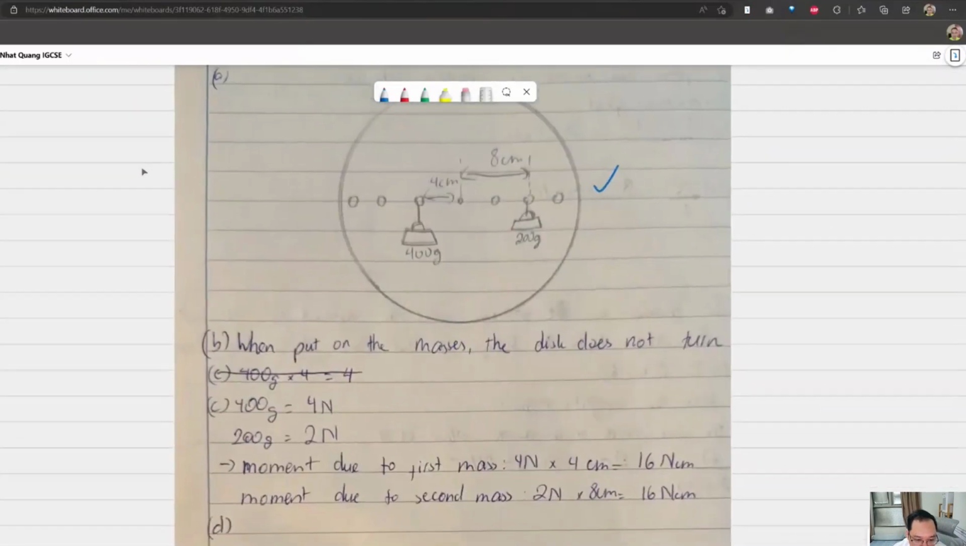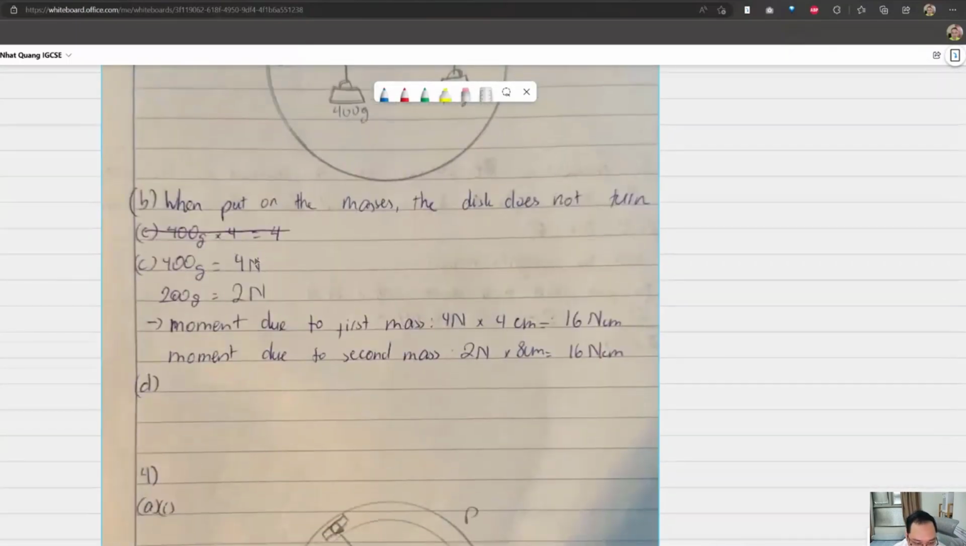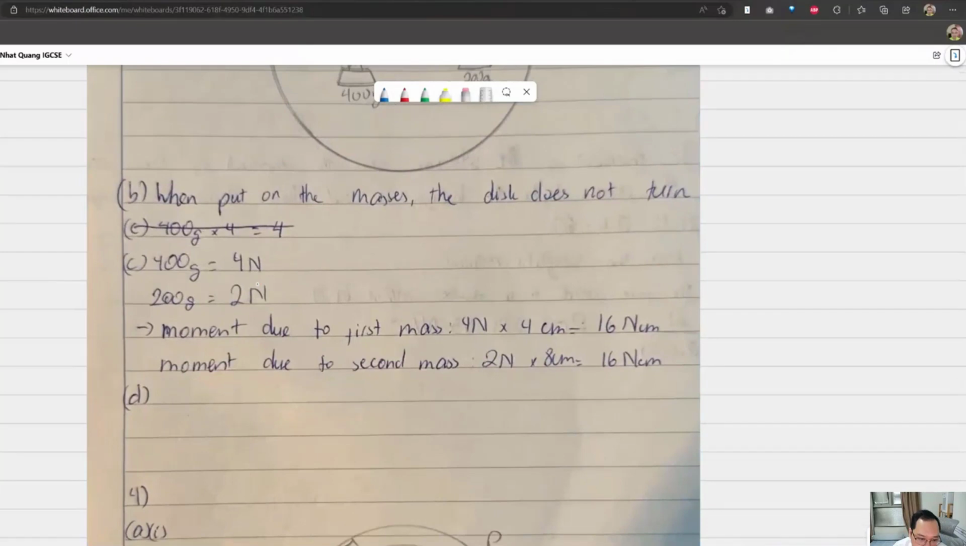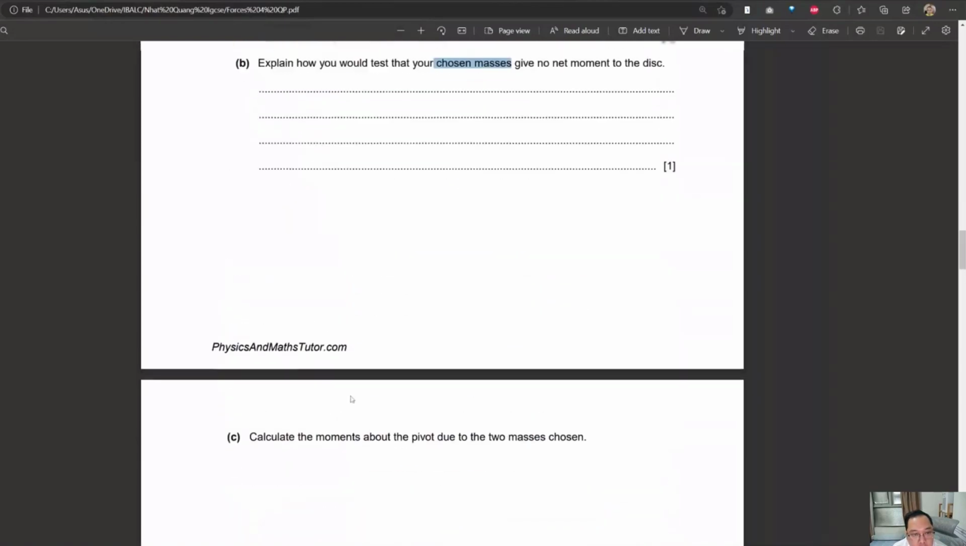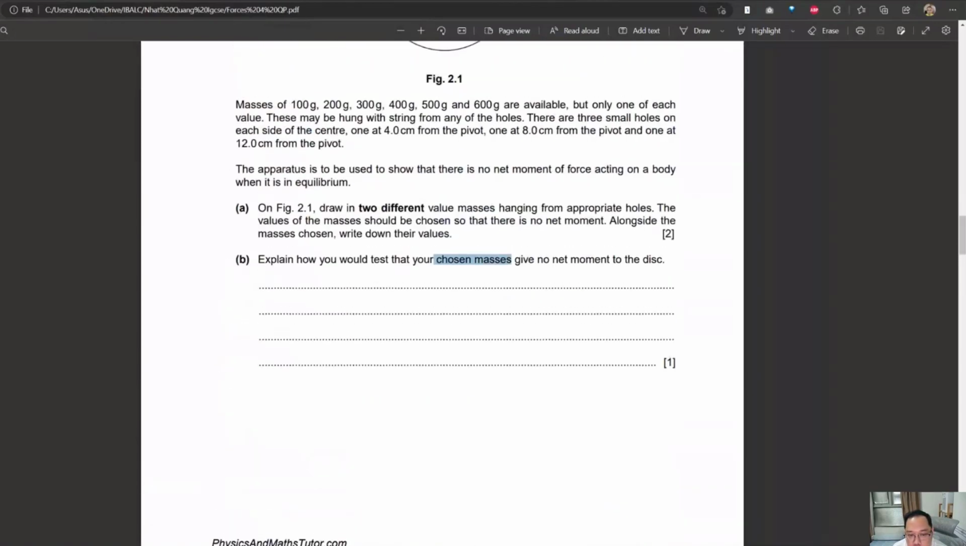400 grams is equivalent to 4 newtons. Okay, acceptable. With g taken as 10, 200 grams is equivalent to 2 newtons, not 4 newtons. Okay. So if you do the test, the questions: calculate the... explain how you would test that your chosen masses give no net force to the disk.